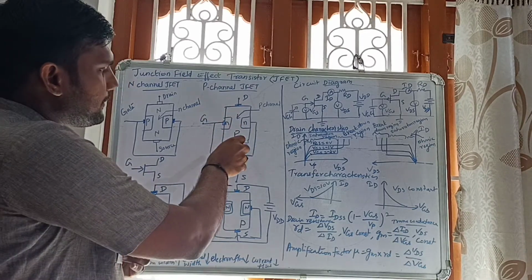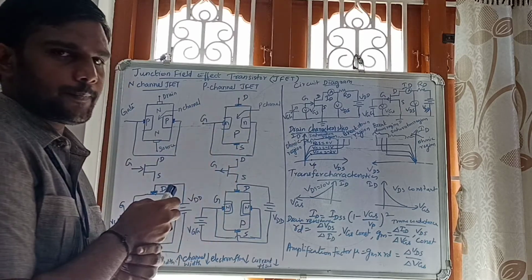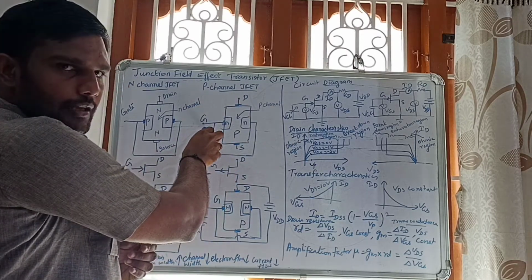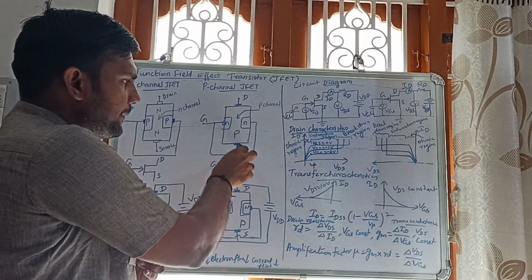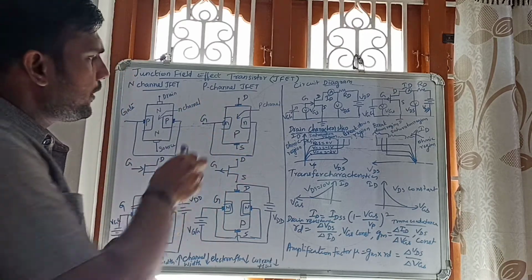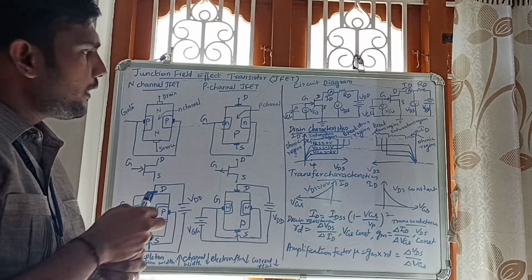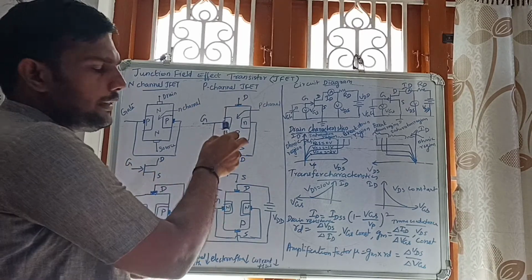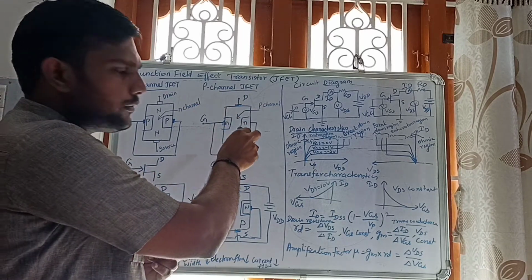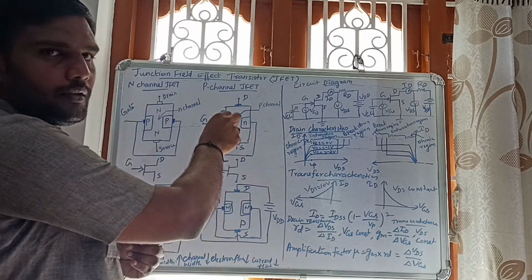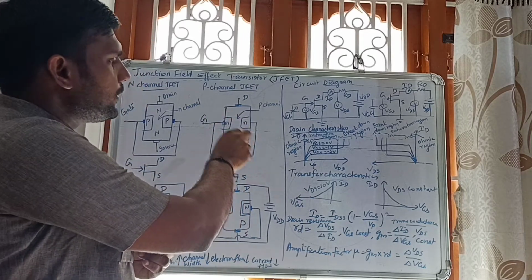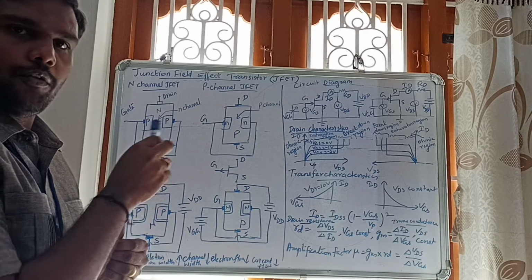Here also three terminals: gate, drain, and source. Gate is the controlling terminal. Source is the terminal through which the majority carriers are entering the channel. Drain is the terminal through which majority carriers are leaving the channel. Here, in P-channel, the current conduction is due to holes, right? The majority carriers are holes, so the current conduction is due to the flow of holes.